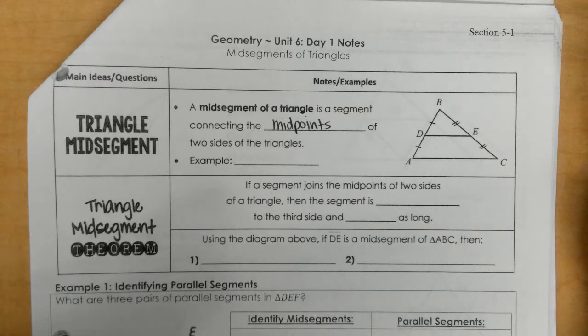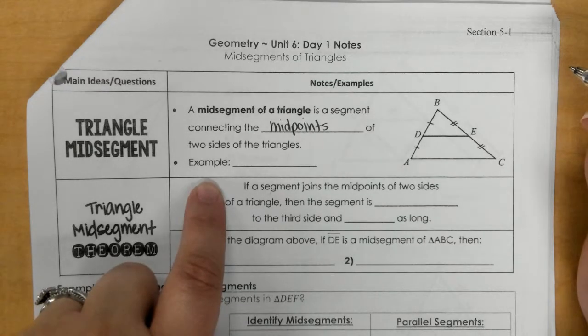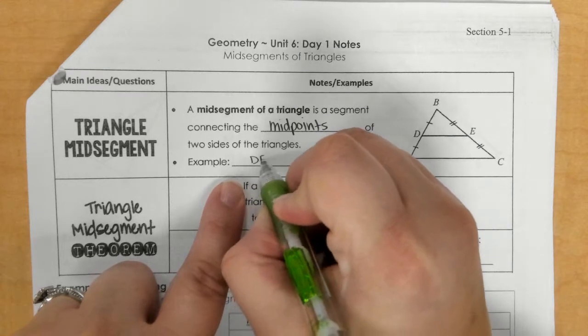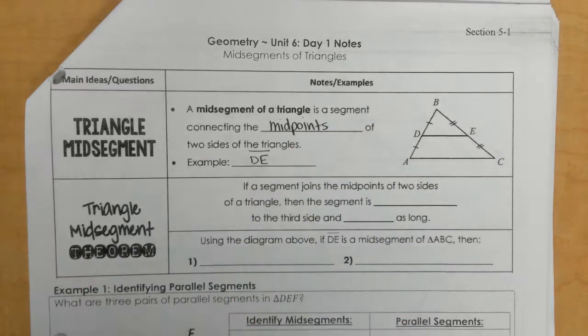of two sides of the triangle. For an example, we just said that DE was an example here. So segment DE is the midsegment of triangle ABC.